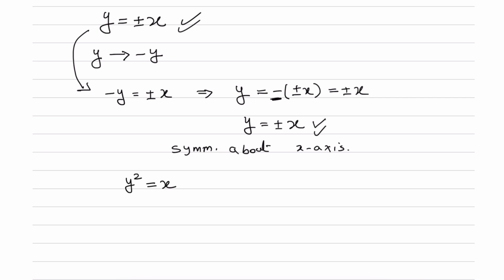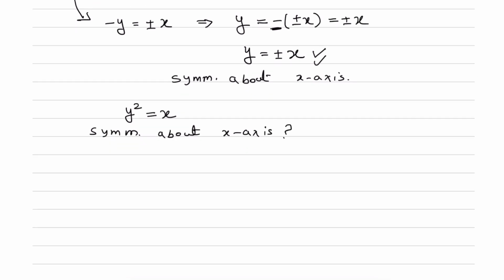And let's check if it is symmetric about x-axis. So what do we do? We replace y with minus y. Just remember that if we are checking the symmetry about y-axis, we replace x with minus x, and if we are checking the symmetry about x-axis, we replace y with minus y.